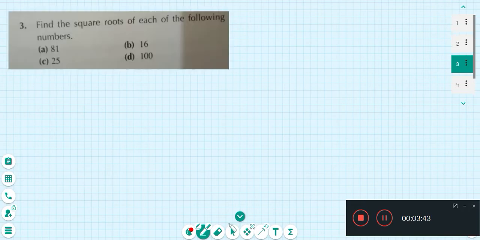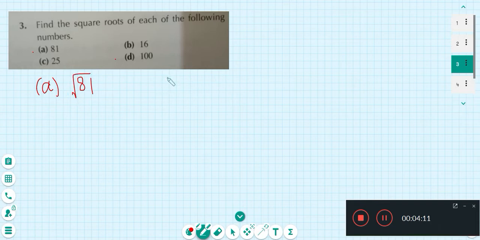Question number 3. Find the square roots of each of the following numbers. So numbers have been given, we have to take the square roots. So in part A we have 81. So we have to take the square root of this.